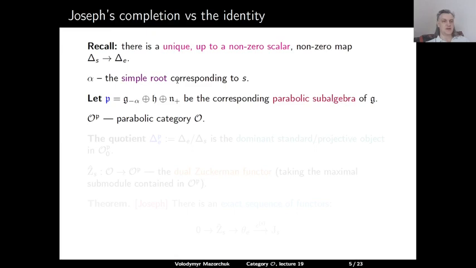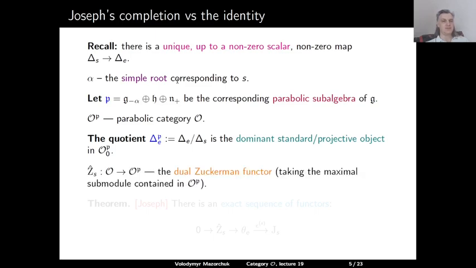Then we can consider the corresponding parabolic category OP. The quotient delta EP of delta E by delta S is exactly the dominant standard or projective object in the parabolic category OP, in fact, in the principal block O0P of this parabolic category. We also have the dual Zuckerman functor ZS hat from O to OP. This is a functor of taking a maximal submodule for a given module, which is contained in OP.